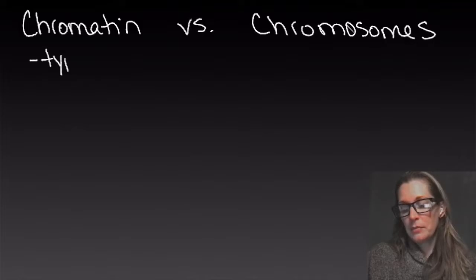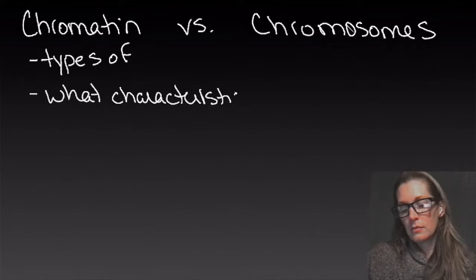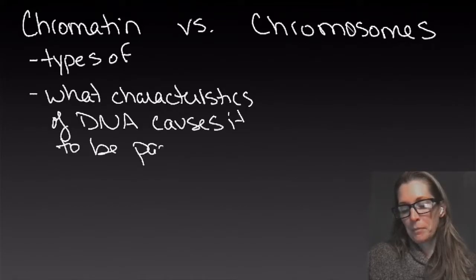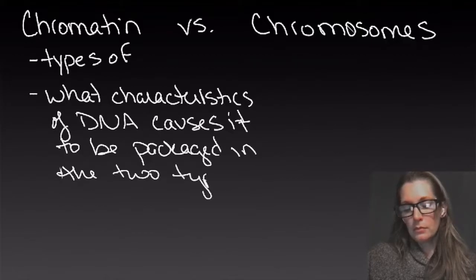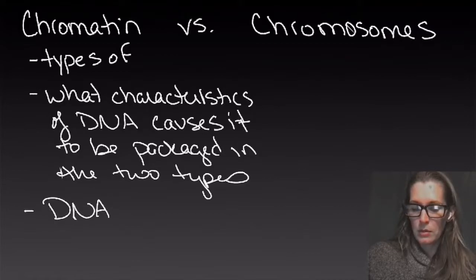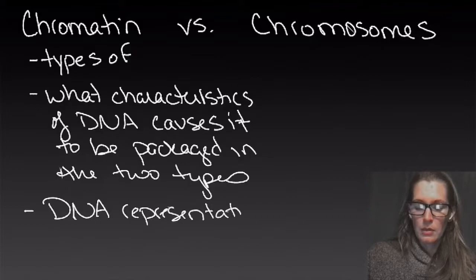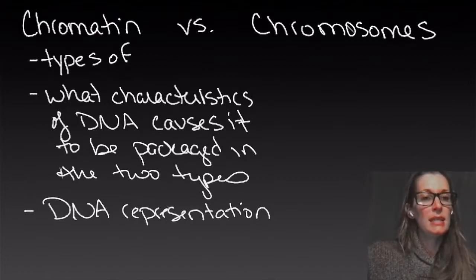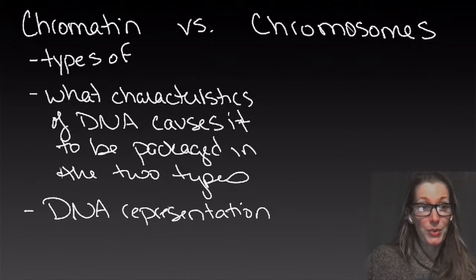Then types of chromatin, and what characteristics of DNA cause it to be packaged in the two types. And then DNA representation, so karyotypes. We're going to start to talk about why DNA is represented, so really chromosomes. Why are chromosomes represented in different ways in different circumstances? Keep an eye out for those questions.